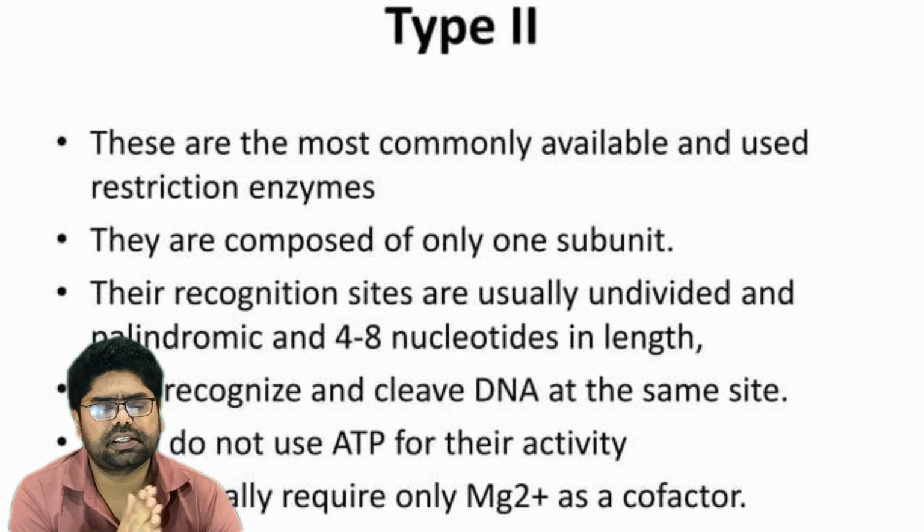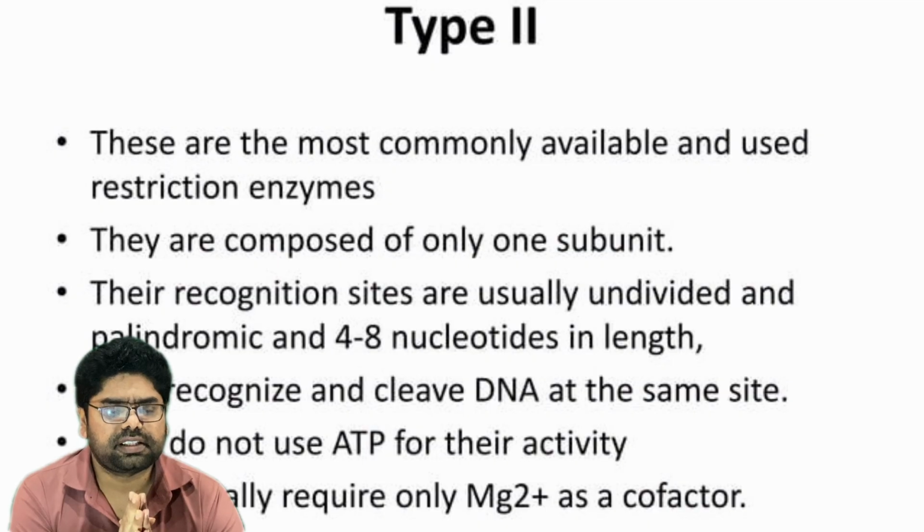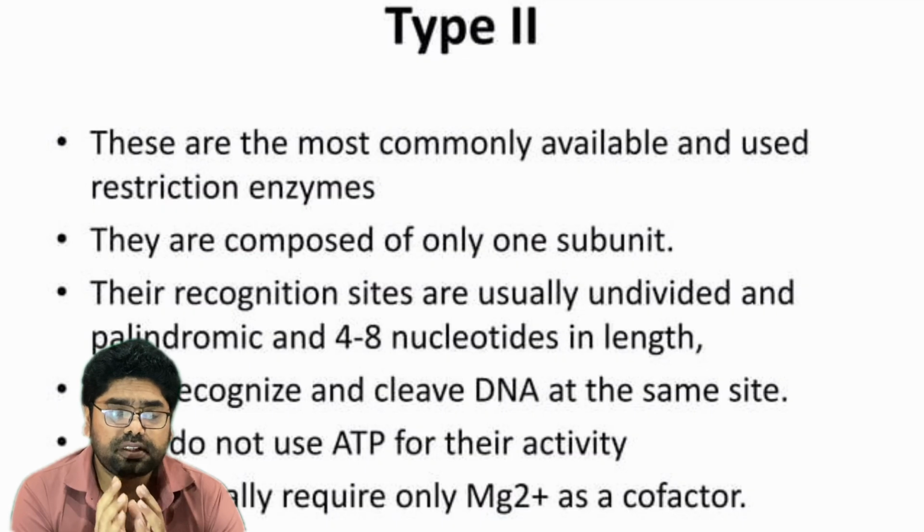Now, type 2 restriction enzymes. These are the most common restriction enzymes available and used. They are composed of only one subunit. The recognition sites are usually undivided and palindromic, and 4 to 8 nucleotides in length. They recognize and cleave DNA at the same site. They do not use ATP for their activity, but they usually require magnesium as a cofactor.